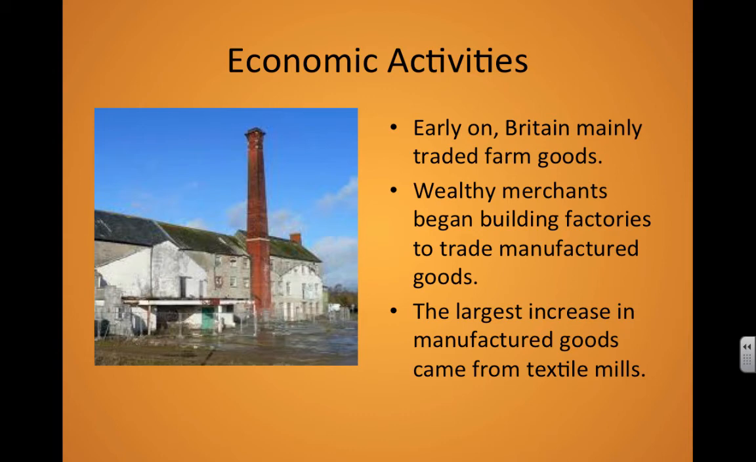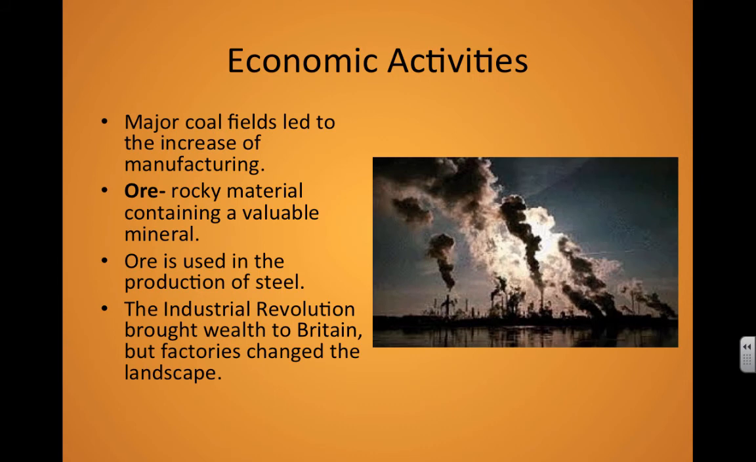Some of the earliest technological advances of the Industrial Revolution were used in factories that produced textiles or clothing. British manufacturers first used water power to run spinning machines, but later switched to coal as a source of power for the steam engine. Major coal fields lay along the edges of the Pennine mountain range as well as the northeast near the city of Newcastle. Britain also possessed large reserves of iron ore, a rocky material containing a valuable mineral.